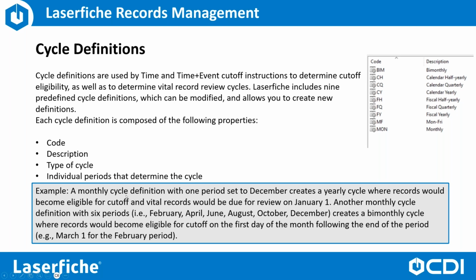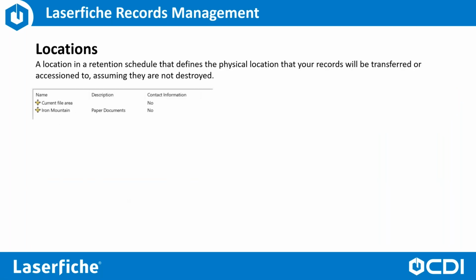When the actual disposition happens, really doesn't matter. That's something that's an internal policy or procedure. So here, locations are simply the physical locations where records will be transferred or accessioned to, assuming they're not destroyed. So for instance, if it's a paper record and it's a physical item and it's stored in the current file area, but then after 2 years, we move it to Iron Mountain storage, and then after 5 years, you give Iron Mountain the permission to destroy it. So those are some options there on how that works.